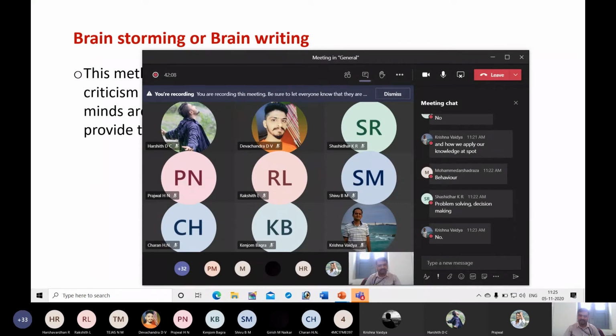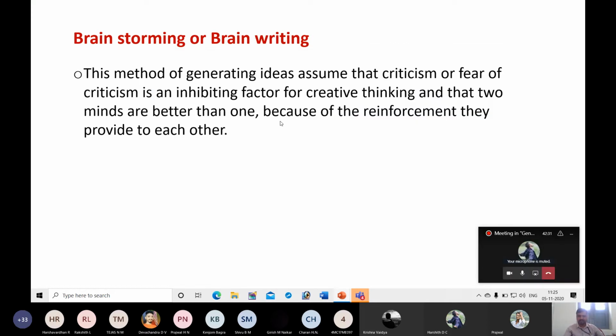Okay, we have inhibiting factors. Thinking about what others will say, what others will gossip about, that is the inhibiting factor. While brainstorming, you are going to consider the criticism factor. Okay, you have to avoid criticism. You should not criticize others. You should not argue that what you said is wrong and what I said is right. Okay, in brainstorming, that is one thing.